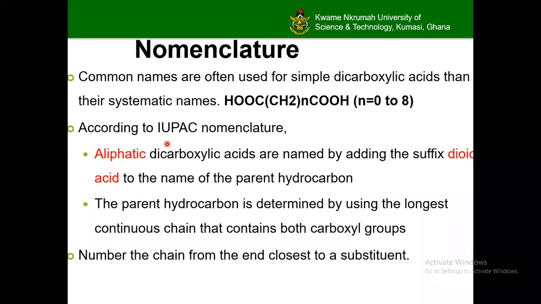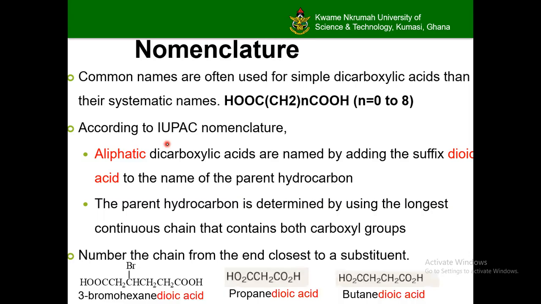Next up, the IUPAC nomenclature. We'll talk about their common names with time. So for the IUPAC nomenclature, we are saying that aliphatic dicarboxylic acids are named by adding the suffix dioic acid to the name of the parent hydrocarbon. Now, the parent hydrocarbon is determined by using the longest continuous chain that contains the carboxyl groups. Number the chain from the end closer to the substituent. So these are the rules we have to focus on. We'll have specific examples.